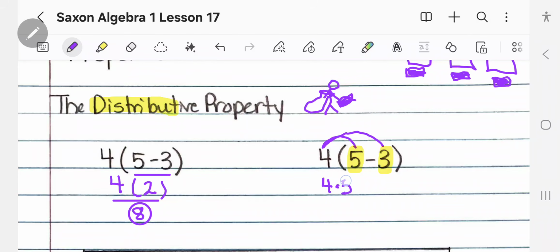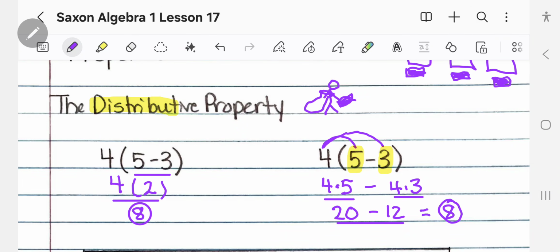4 times 5 and then minus 4 times 3. Now watch and let's see what we get here. Let's do the multiplications. We get 20 minus 12. We go ahead and do that, and we end up with 8. We get the same answer. Now, this does not mean that order of operations are not valid. They're still valid, right? This is just the way numbers behave, and it works when you are multiplying across addition.